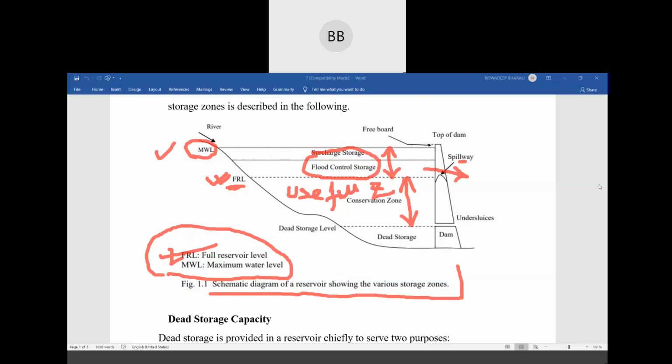So the power canal we talked about in our previous class will be connected to this sluice gate, which is at the level of the dead storage level. Whatever water is beyond this dead storage, we can divert through this power canal. So you can draw this schematic diagram. I think you have already studied this. Just for reference, I have given you this diagram.